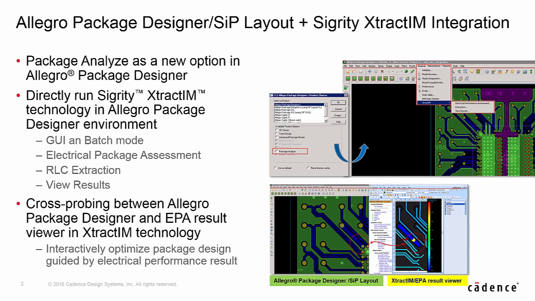Now, starting from Allegro 17.2, layout designers can access Sigrity XtractIM from APD. The EPA result from XtractIM can provide layout engineers comprehensive electrical information to design better packages. With the cross-probing between APD and XtractIM EPA result viewers, the layout designer can zoom in on a hotspot in the XtractIM EPA result viewer to bring up the location in APD to optimize their design.